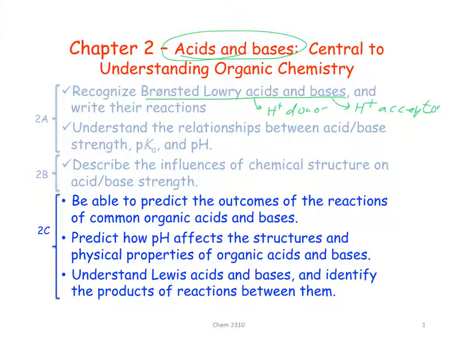Right, so an acid-base reaction involves the transfer of a proton from an acid to a base. We reminded ourselves of the relationships between acids and bases. We looked at the Ka value. We talked about the pKa value. And we talked about the pH. So remember that the pKa is a constant for a given acid, while the pH is a property of a solution.